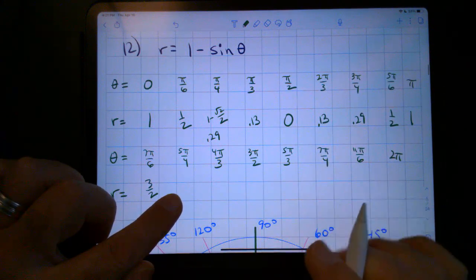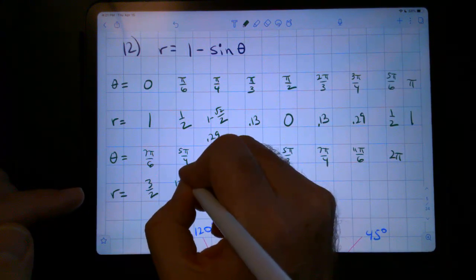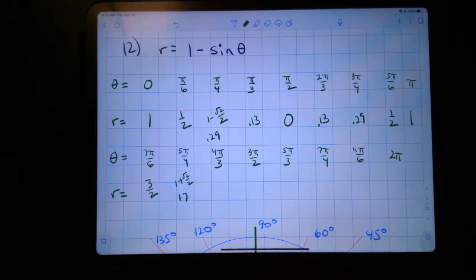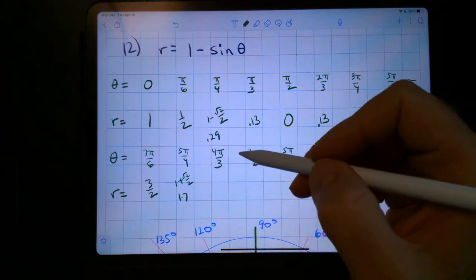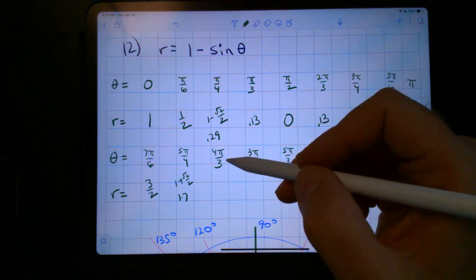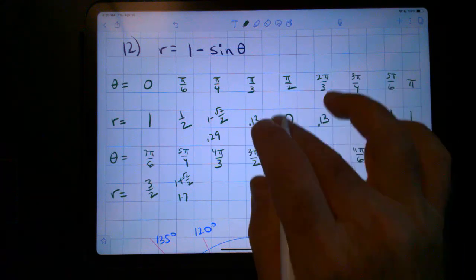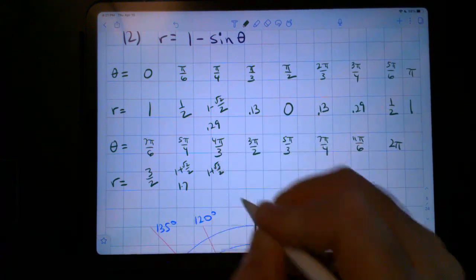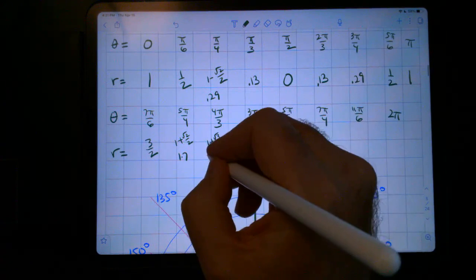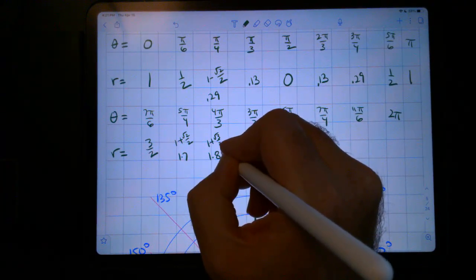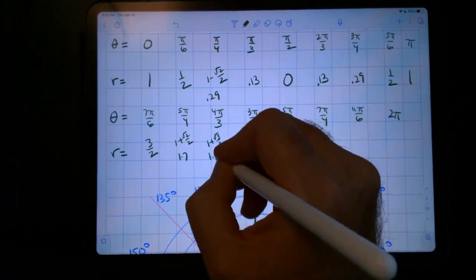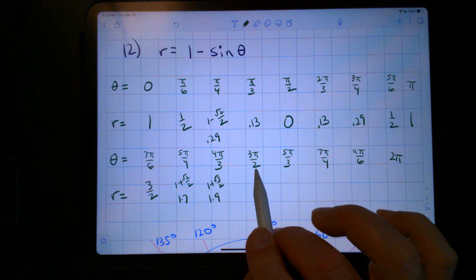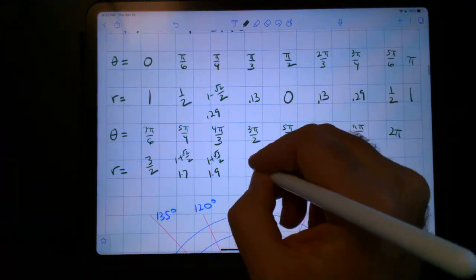This would be negative radical 2 over 2, so this will be 1 plus radical 2 over 2, which is 1.7. Theta is 4 pi over 3. It's going to be negative radical 3 over 2, so this will be 1 plus radical 3 over 2, which is 1.8660. Let's go with 1.9. Sine of 3 pi over 2 is negative 1. 1 minus a negative 1 is the same thing as adding, so this would be a 2.